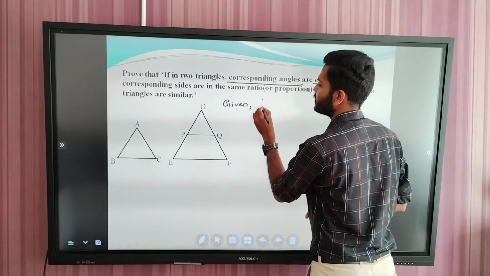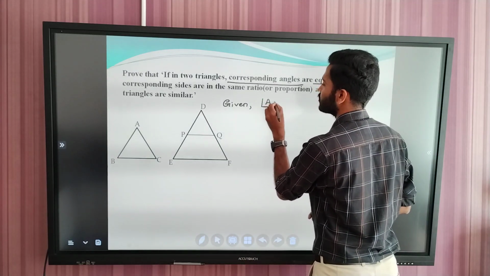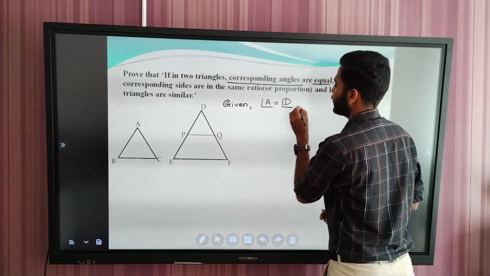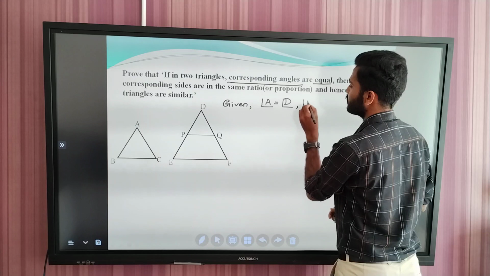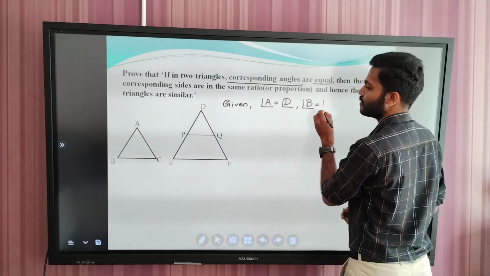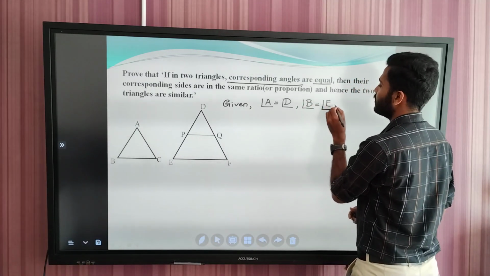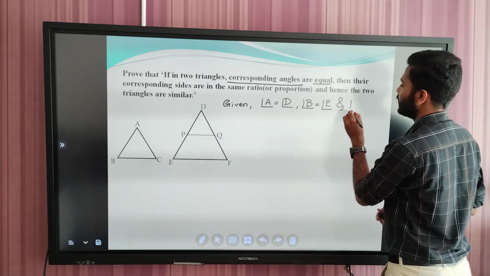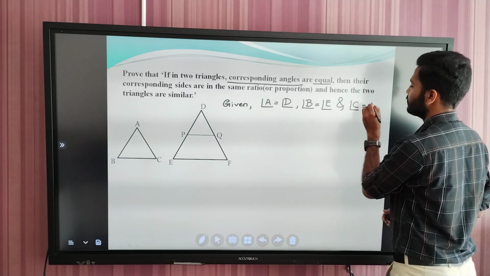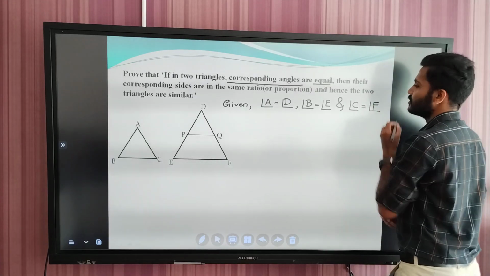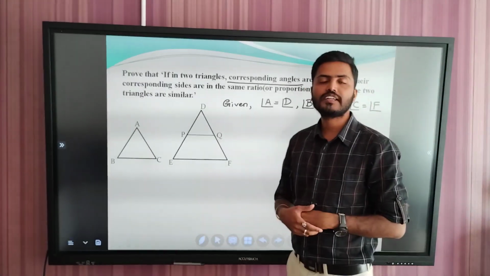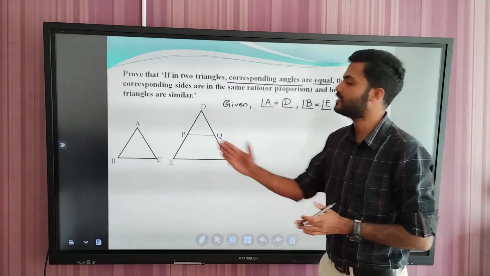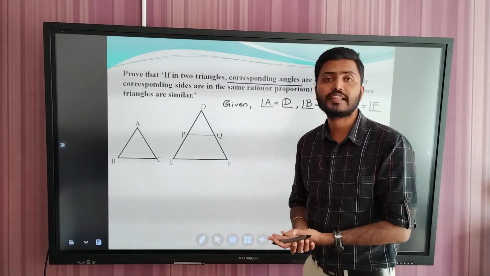Which means angle A is equal to angle D, angle B is equal to angle E, and angle C is equal to angle F. So this is the given part of our statement. Okay, so this statement says that the corresponding angles in these two triangles are equal.